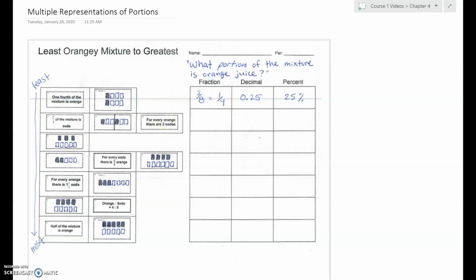So what fraction is this? Well, I see that 2/3 are soda, which should mean that 1 out of 3, so 1/3 is orange. Or this picture is 2/6 as well, but I'm going to use the 1/3 because it's simplified. If you didn't know what the decimal equivalent of 1/3 is, we could use division. I'm going to say that 1/3 is equivalent to 1 divided by 3.